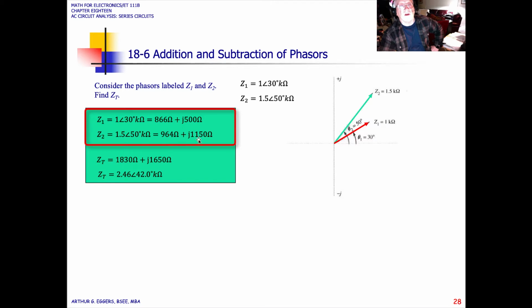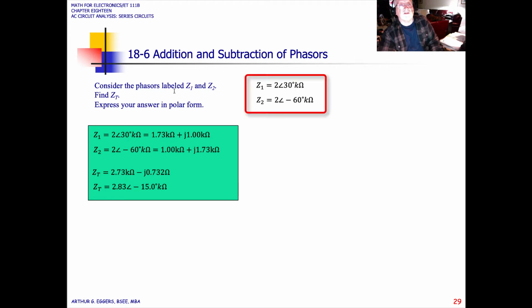Okay, so with those two, you can simply add the real terms together and add the j terms together, and you will end up with a total of 1830 ohms plus j1650. So they just simply add at that point. Converting to polar, that gives 2.46 k ohms at an angle of 42 degrees.